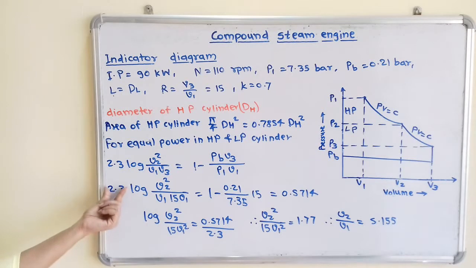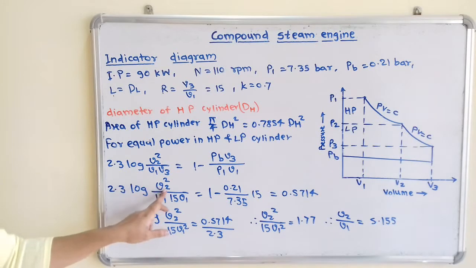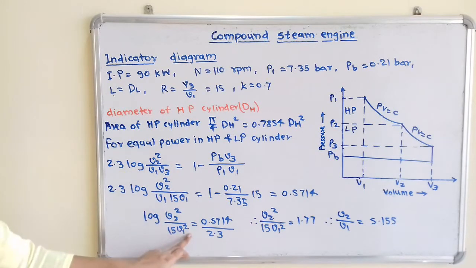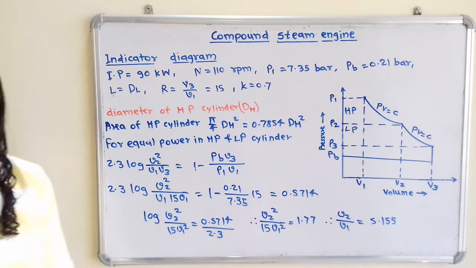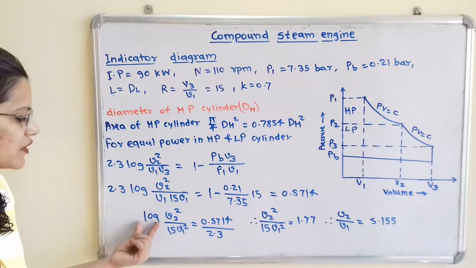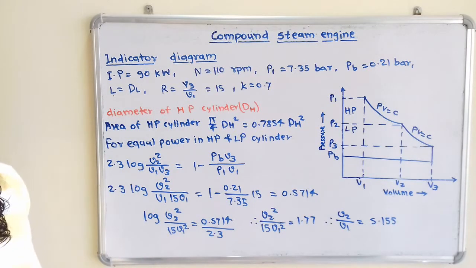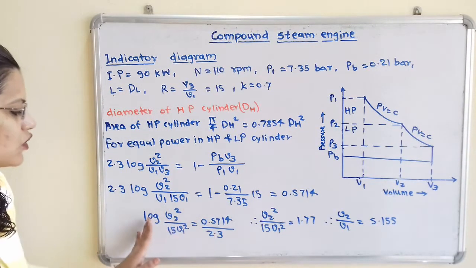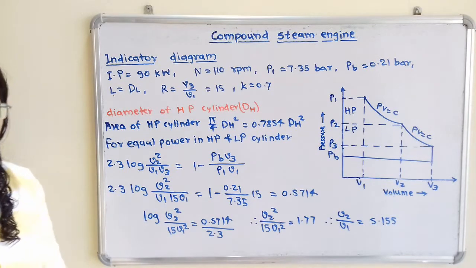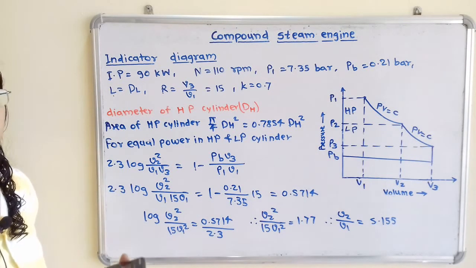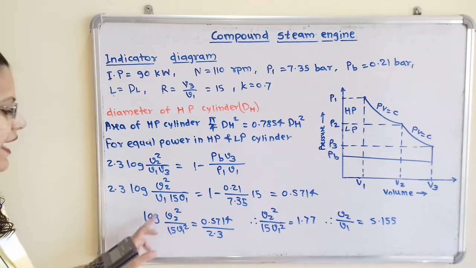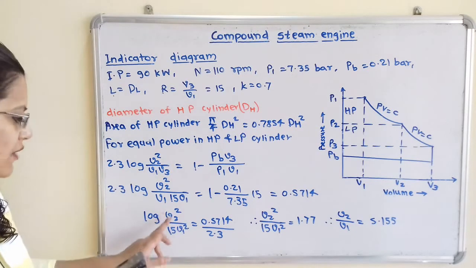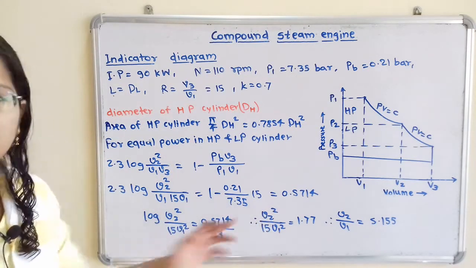Now again we will move for the next. So we will transfer this 2.3 to the right hand side. So on the left hand side, log of V2 square divided by 15 V1 square is equal to 0.5714 divided by 2.3. Now we have to remove this log. So how to remove the log? For that we have to take anti-log on both the sides. So with the help of calculator we can take this anti-log. If we take the anti-log, then this log is getting cancelled, and on the left hand side V2 square by 15 V1 square.